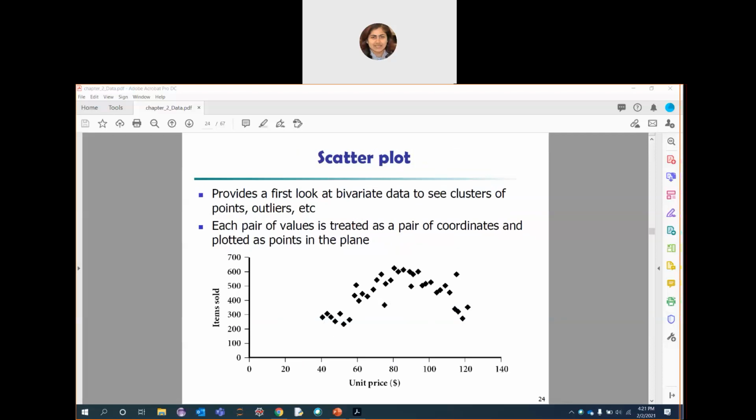Then you have another type of plot called scatter plot. So scatter plot is one of the most effective graphical methods of determining if there appears to be a relationship, pattern, or trend between two numeric attributes. So here this figure shows that more items are sold at the unit price 80.